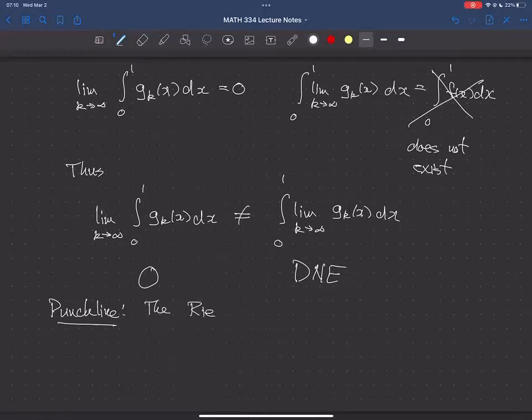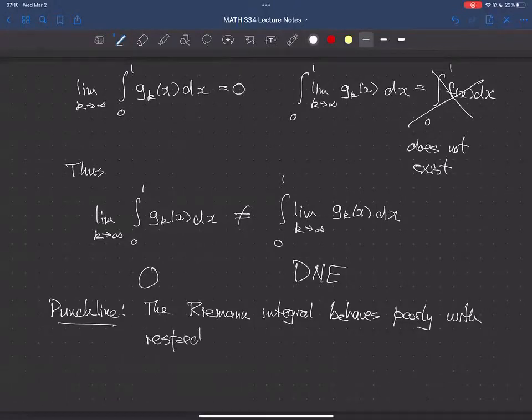The Riemann integral behaves poorly with respect to pointwise limits. Okay. All right, and so we're going to see when we construct the Lebesgue integral, that the Lebesgue integral behaves much more nicely here. And this is really just a defect of the Riemann integral.